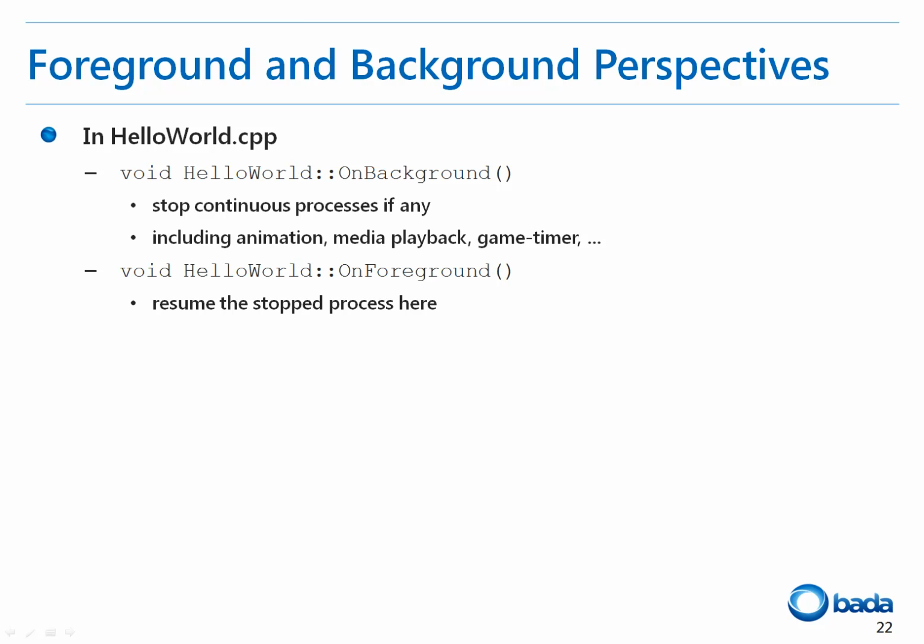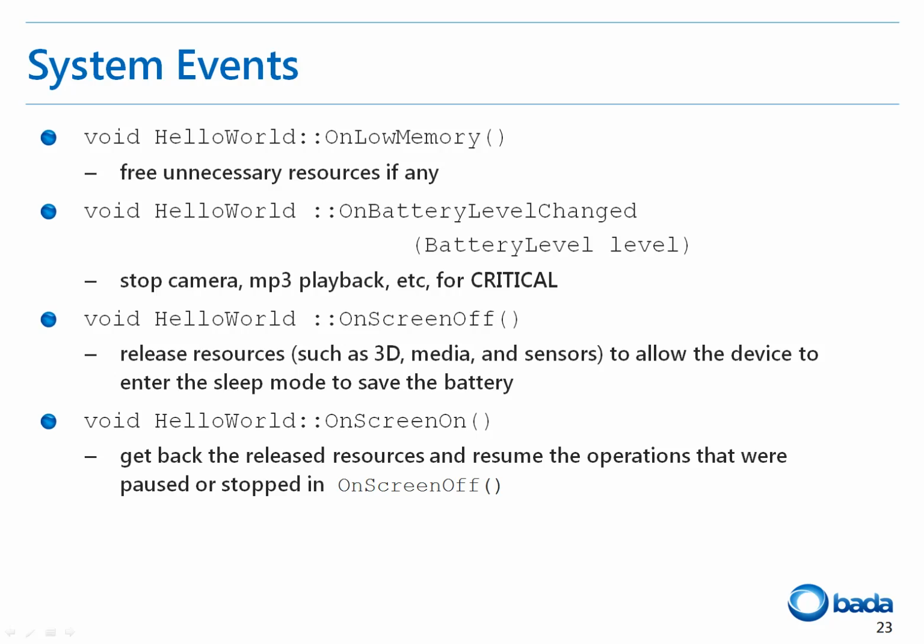Now, let's look at the implementation of the OnBackground and OnForeground event handlers. In the OnBackground method, we need to stop if there are any ongoing continuous processes, including animations, media playing, etc. And in the OnForeground method, we can resume the stopped processes. Next, we're going to check the system event handlers. As discussed earlier, the OnLowMemory method is called when the system detects that the system-wide memory or application heap is insufficient to continue running the application. Resources that are not currently in use can be released in this method.